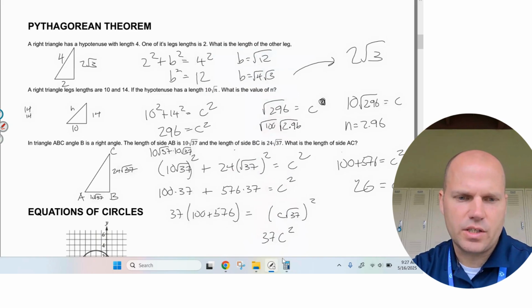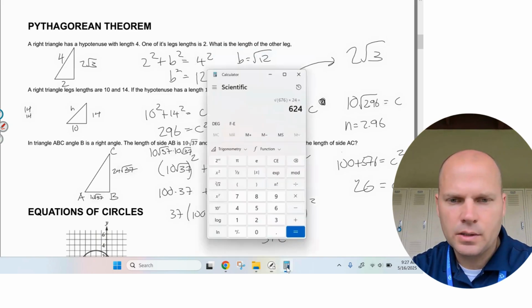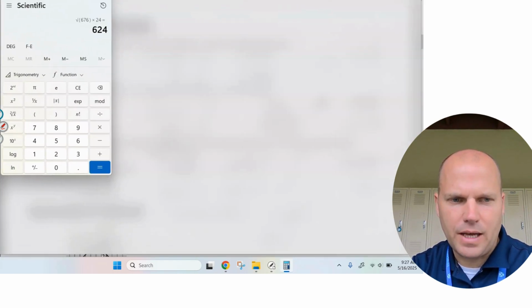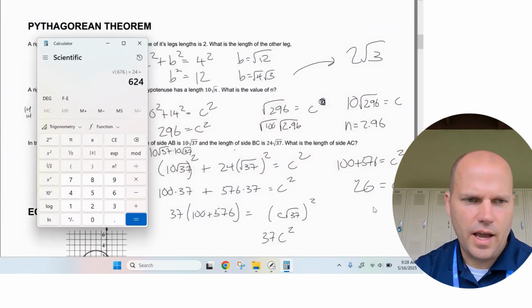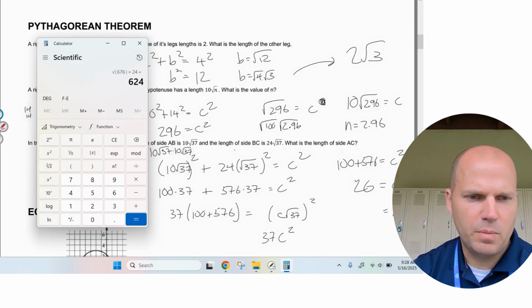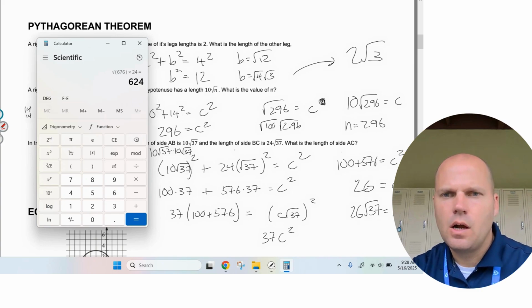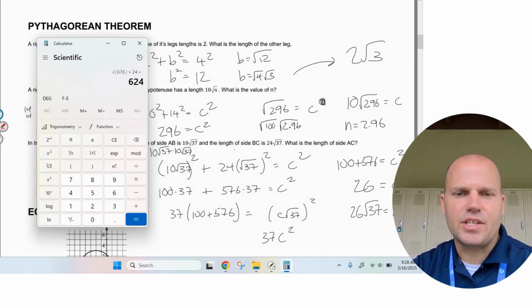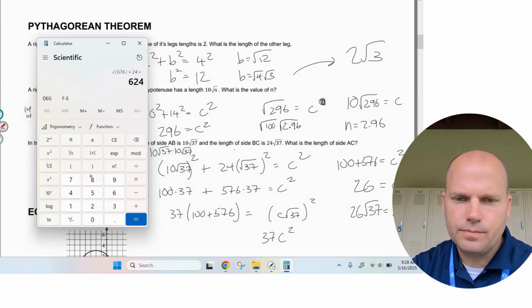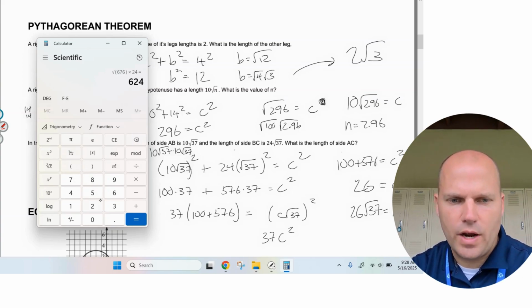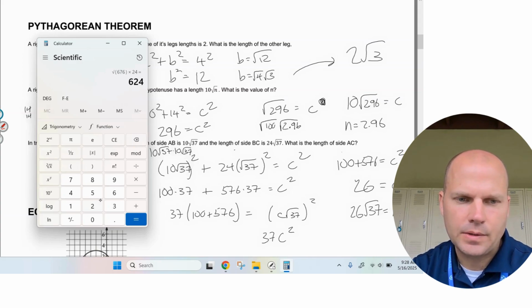But if you just plowed ahead, AC would then be 26 root 37. I guess it's like a scale factor. That's a good question. You can just brute your way through it, but you're going to get this big number.